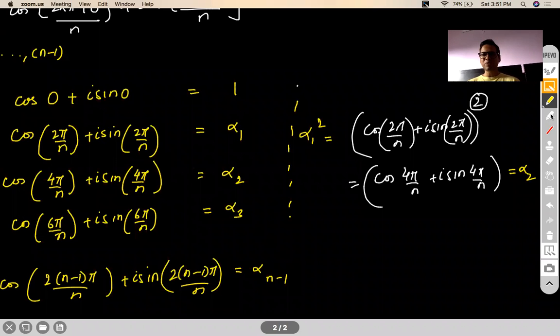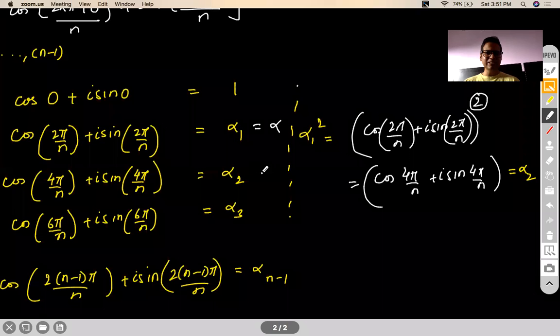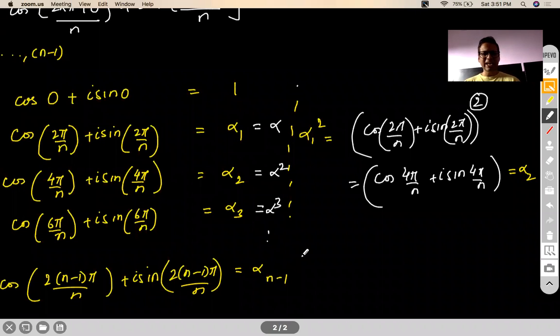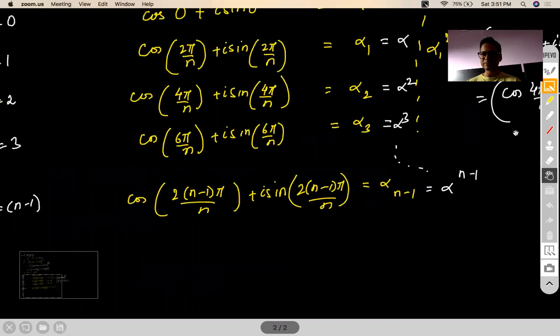So what we normally do is, we call this alpha, and then we start calling this alpha square, alpha cube, and so on, and this we call alpha to the power n minus 1. So as to say that these cube roots, sorry, not cube roots, these nth roots are actually in a geometric progression. Yes, the nth roots of unity are in a geometric progression, right?